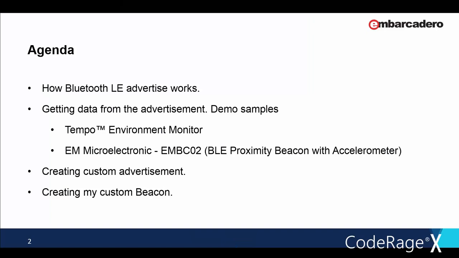This is the roadmap for this session. First of all, we will see a brief explanation of how Bluetooth Low Energy advertising works, and then I'll explain how we can use the new features in the Bluetooth framework to get data from the advertisement. As an example, we will have a couple of demos which will deal with two actual devices that provide information through their advertising packets. These are the Blue Maestro Tempo sensor and the EM Microelectronic beacon with an accelerometer.